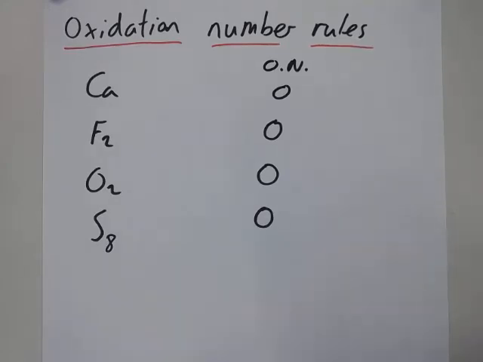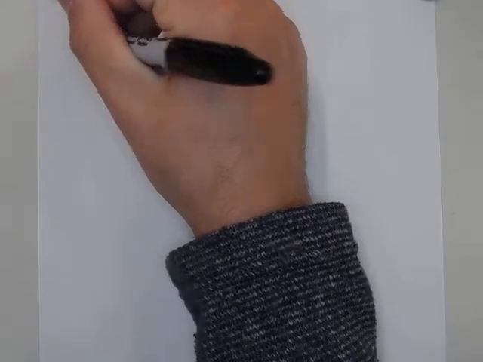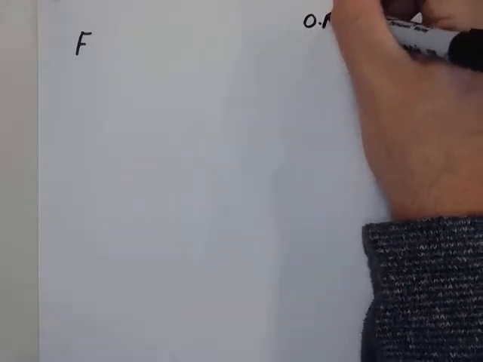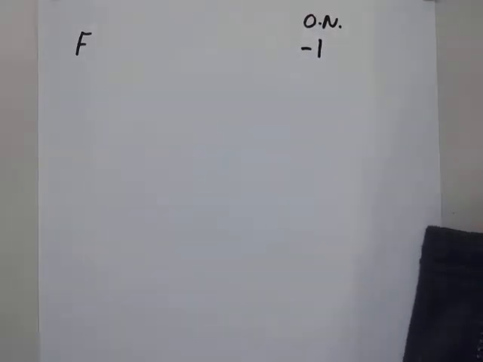So what we're really interested in though is what the oxidation numbers are when they're in compounds. There's a few that you have to remember. One of the important ones, fluorine, is the most electronegative element on the periodic table. Its oxidation number in a compound is always -1. There's no exceptions to that.